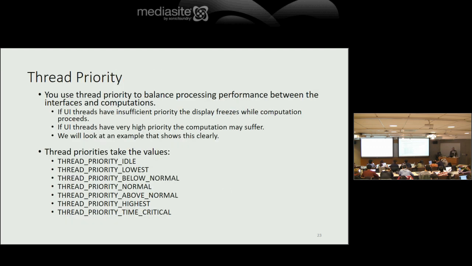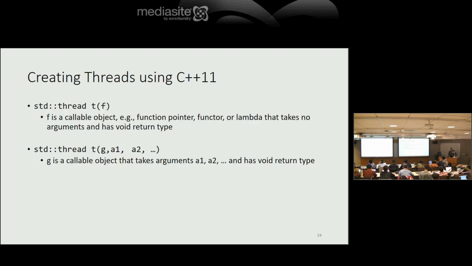So here are the thread priorities, and sure enough, there are 7 of them, and the idle is lower than lowest, and time critical is higher than highest, and away we go. So now, finally, let's talk about the C++ library. So we create a thread.